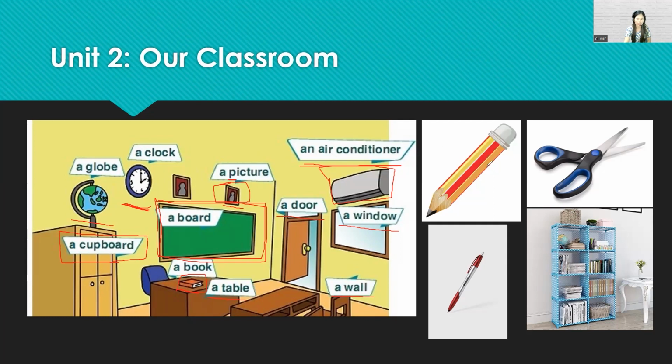Okay, so how about this one? What is this? It is something we can use to write the sentences or the words or something like that. What is this? A pencil. Okay, next one.